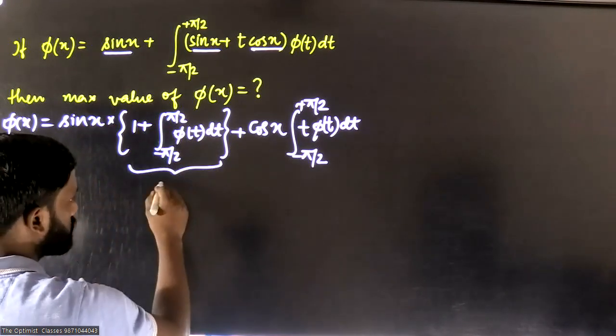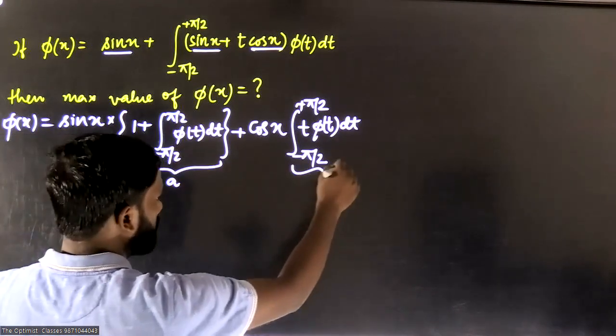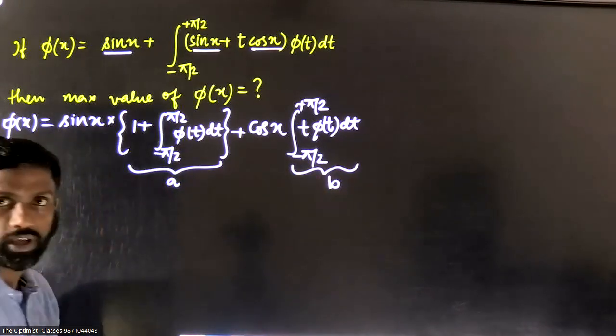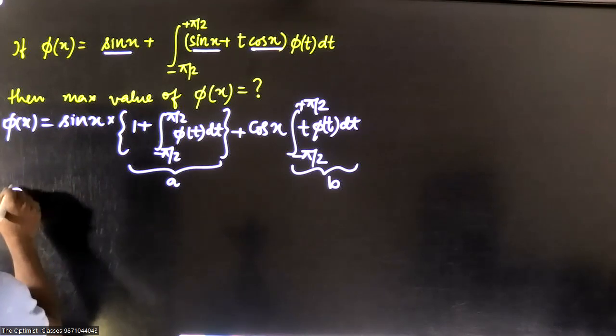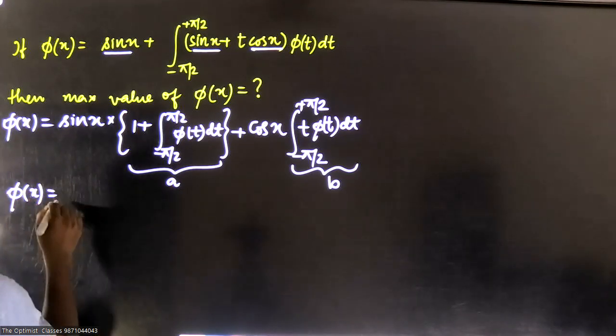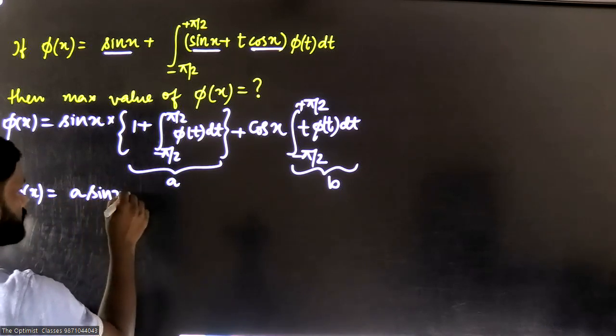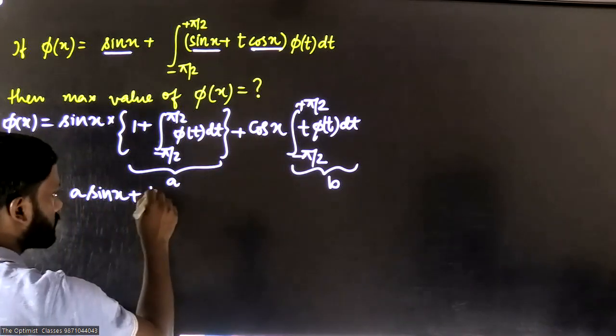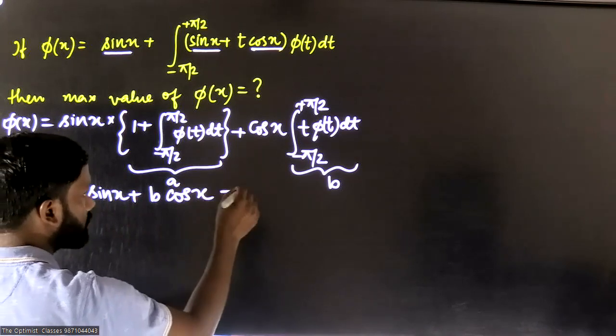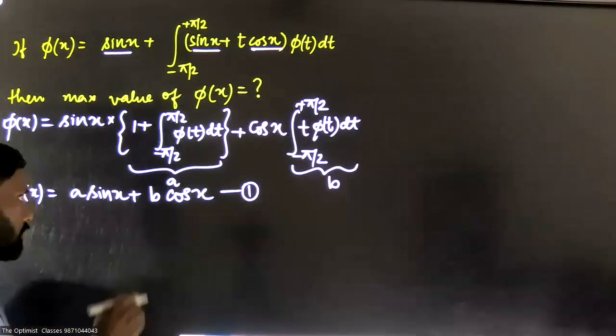So this is just a constant, so I'll call it constant a, and similarly this integration is also a constant, so this will be another constant b. So in this integration, phi of x becomes a sin x plus b cos x. Let us call it equation number 1.